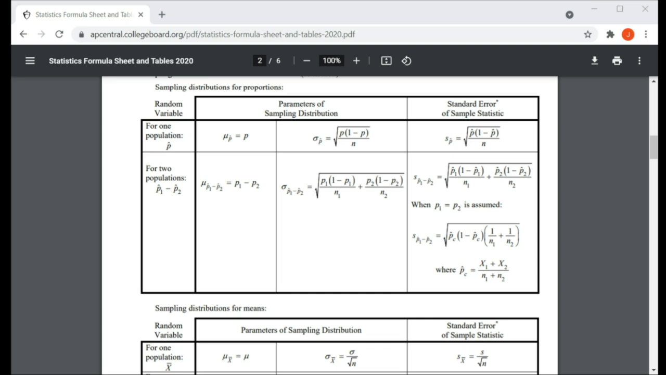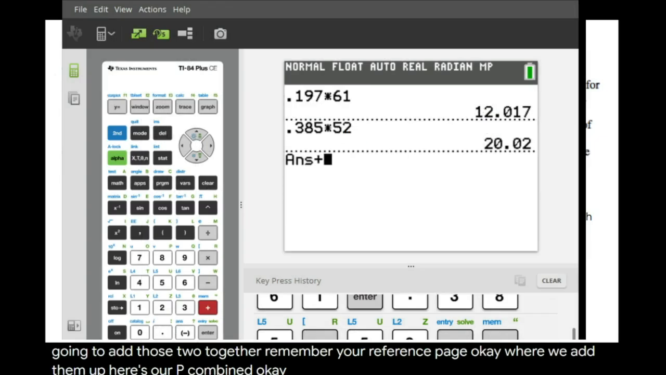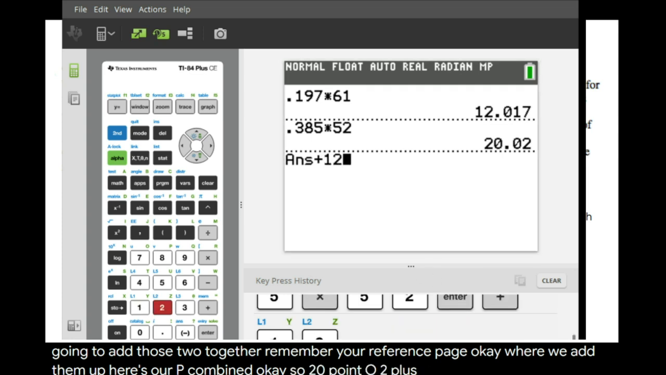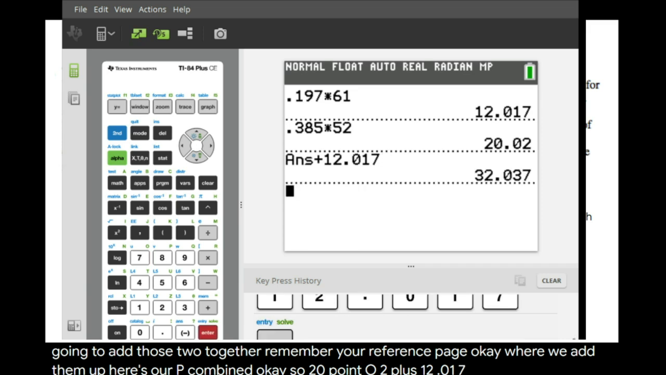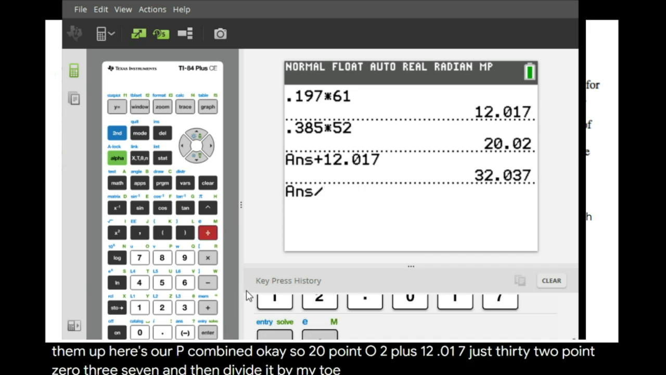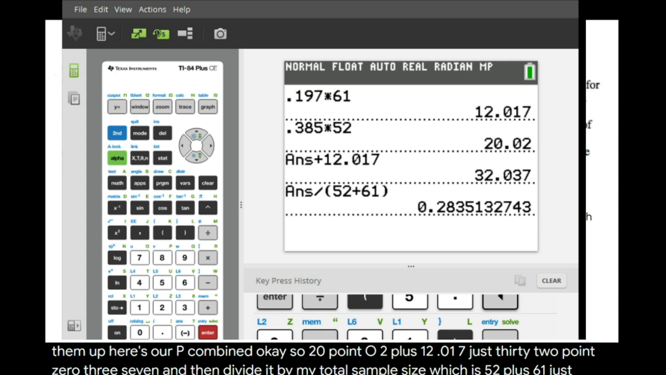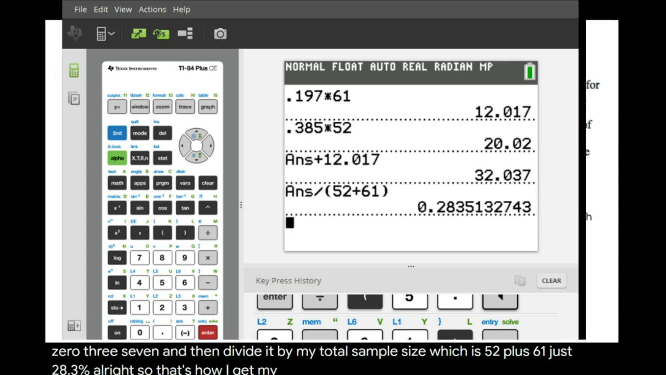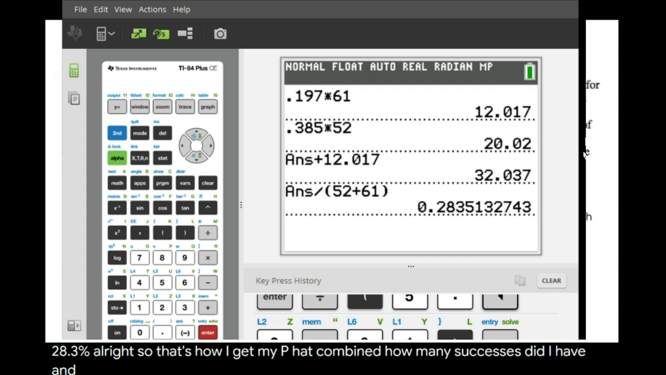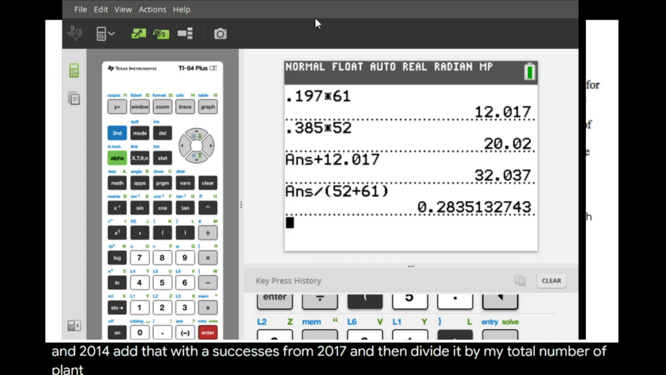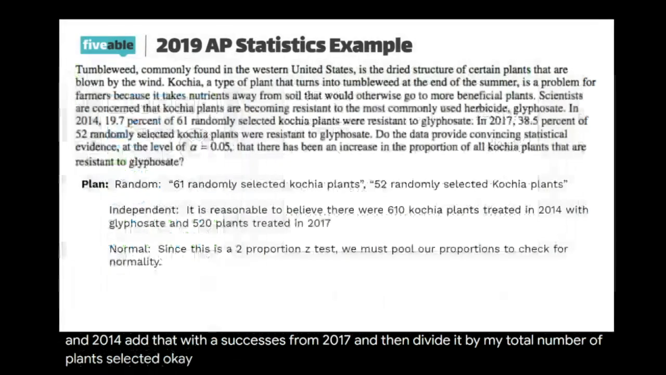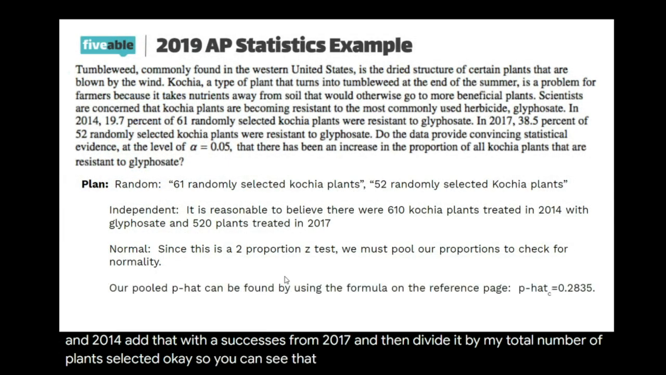So 20.02 plus 12.017, which is 32.037, and then divide it by my total sample size, which is 52 plus 61. Okay, which is 28.3%. All right, so that's how I get my p-hat combined. How many successes did I have in 2014? Add that with the successes from 2017, and then divide it by my total number of plants selected. Okay. All right. So you can see that over here. Our p-hat is 0.2835.